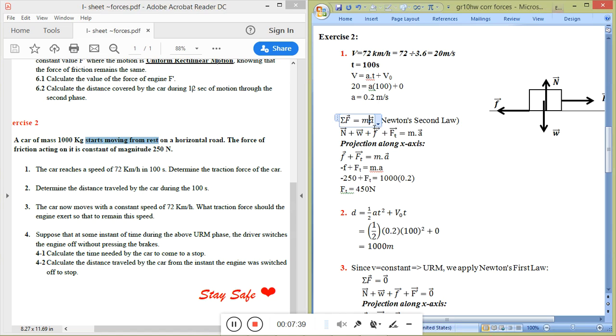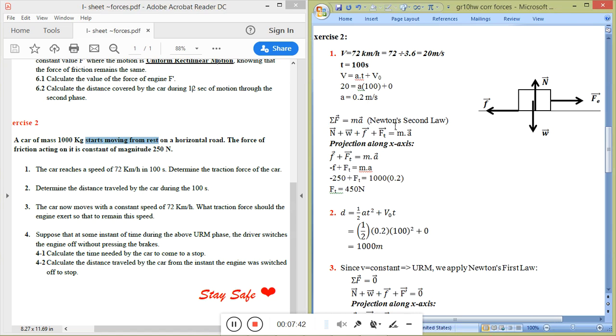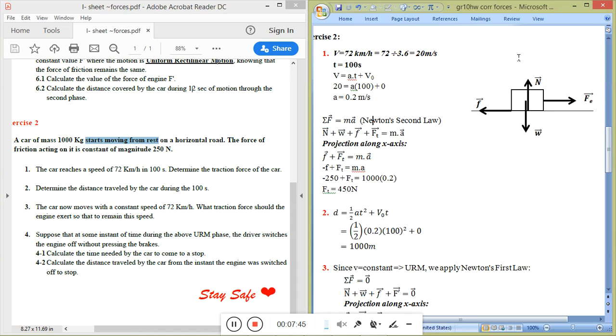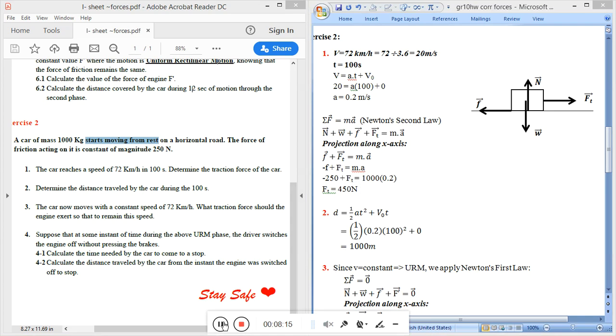Now we can apply Newton's second law, as in the first exercise. The forces are the force of the engine, the tractive force, which I called Ft in this exercise, the frictional force F, the normal force and the weight. Projecting along the x-axis, we have the tractive force and the force of friction, which is minus 250. We have to calculate the tractive force, which is now 450 newtons. So the tractive force is 450 newtons.